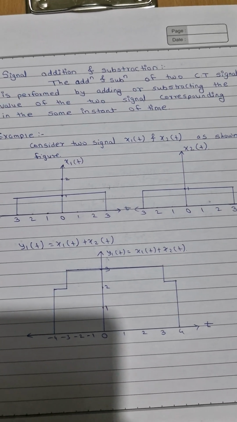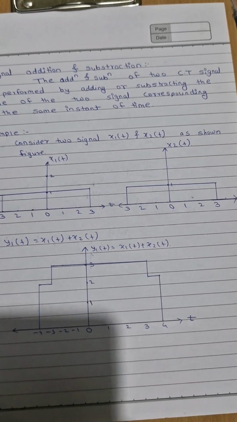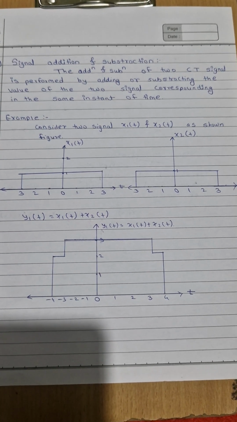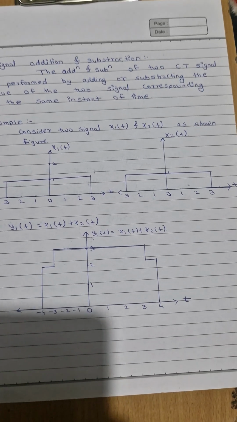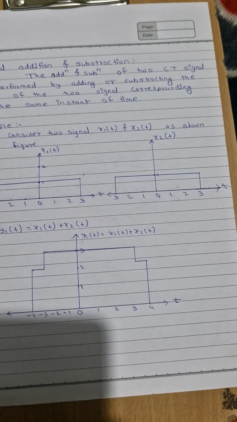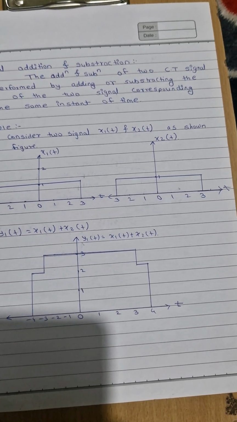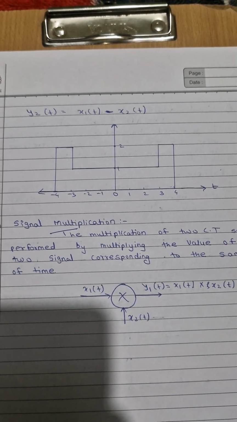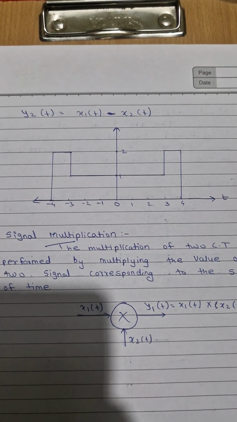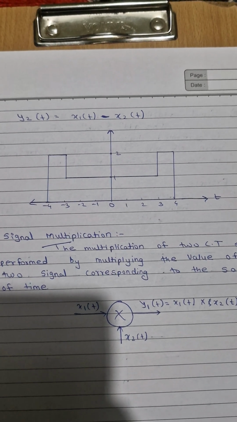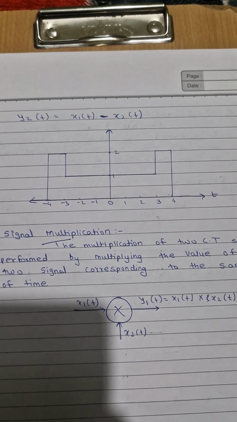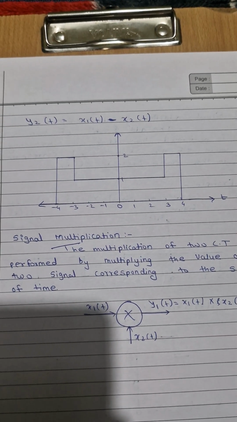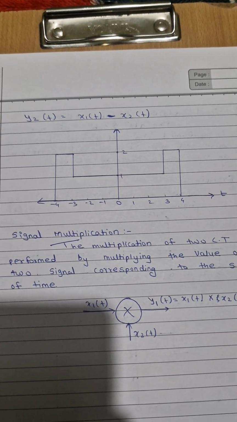This is the formula of addition, and this is the given diagram of addition, and vice versa, using subtraction. This diagram below shows the subtraction of signals. And in discrete time signals, the sum of two signals can be obtained by adding corresponding values.